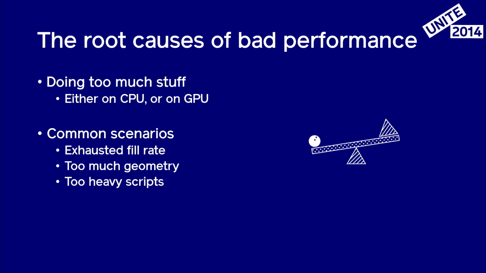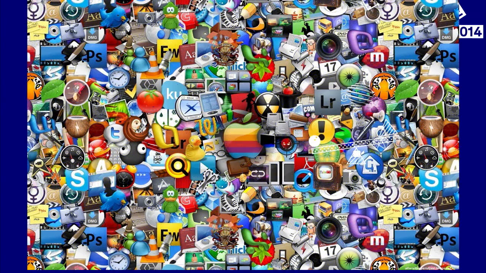The main causes of bad performance: there's only one cause, and that's doing too much stuff. It's either on the CPU or on the GPU. Either you have too many objects in the scene, they're too pretty, or you just have too many scripts doing unnecessary stuff. Well, if your game looks like this, you have a problem.